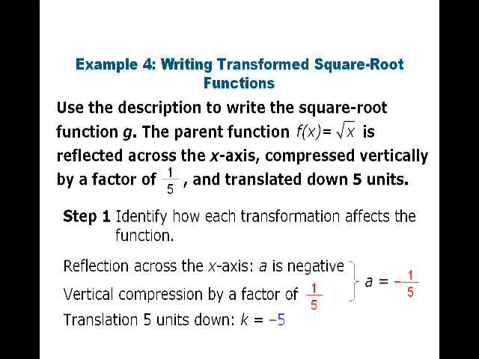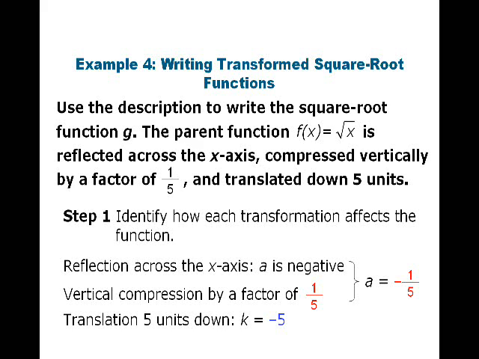So a reflection across the x-axis means that a will be negative. The number in front of the function will be negative. A vertical compression by a factor of 1/5, the y value is being multiplied by 1/5. So between the reflection and the compression, a will altogether be a negative 1/5. So in the front of our function, we'll have a negative 1/5. And then a translation 5 units down means that k will be a negative 5.